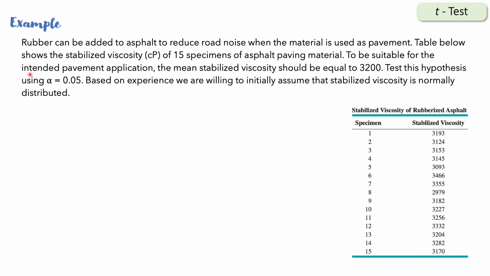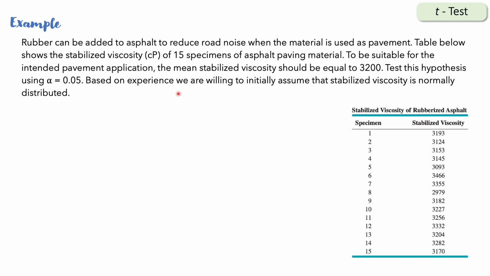To be suitable for intended pavement application, the mean stabilized viscosity should be equal to 3200. Okay, so the stabilized viscosity should be 3200 in order to achieve the goal of this pavement, to reduce the noise. Okay, so test this hypothesis. What hypothesis? That the mean value mu is equal to 3200. Test this hypothesis using alpha, the type 1 error, equal to 0.05.